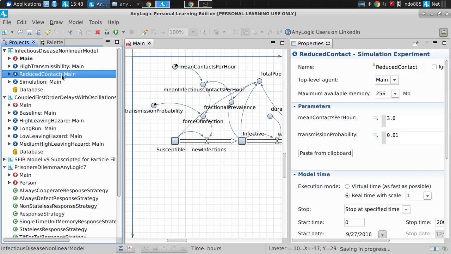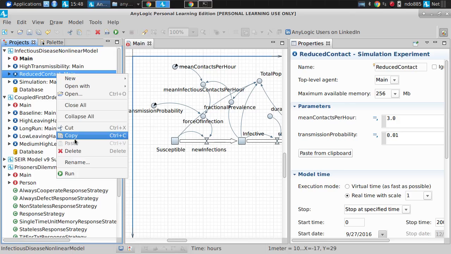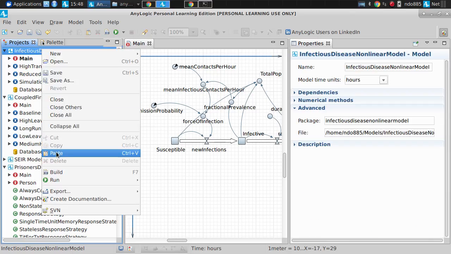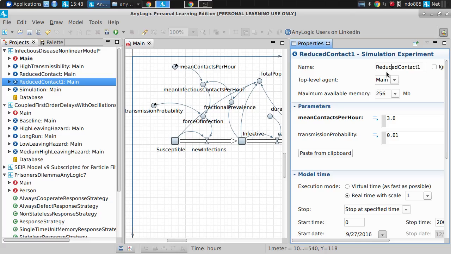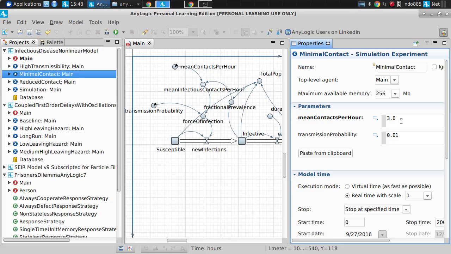And there we say copy reduce contact and call it minimal contact. Okay? Minimal contact. And here, the contacts per hour will be reduced yet further, okay? Reduced down to 1 per hour. Okay, 1 per hour. And I'd like you to run that and tell me what happens.